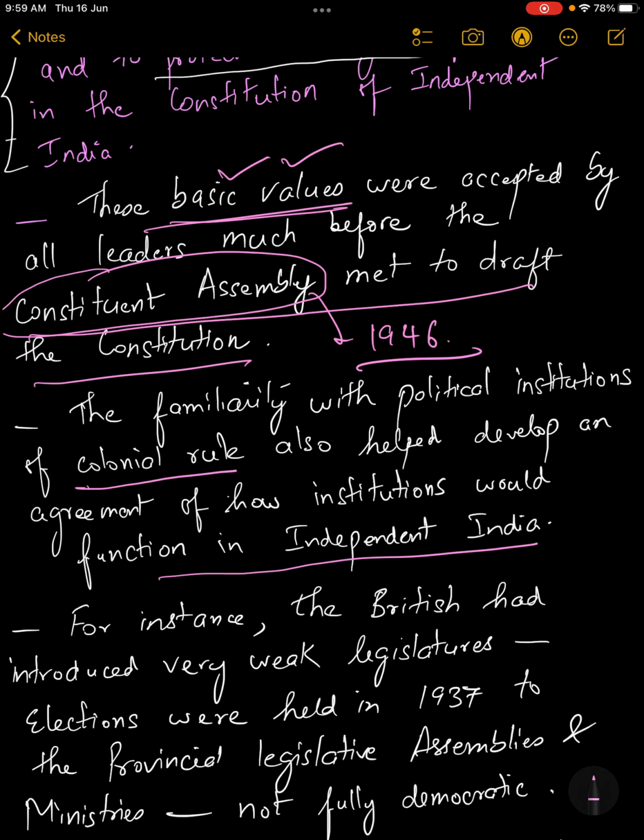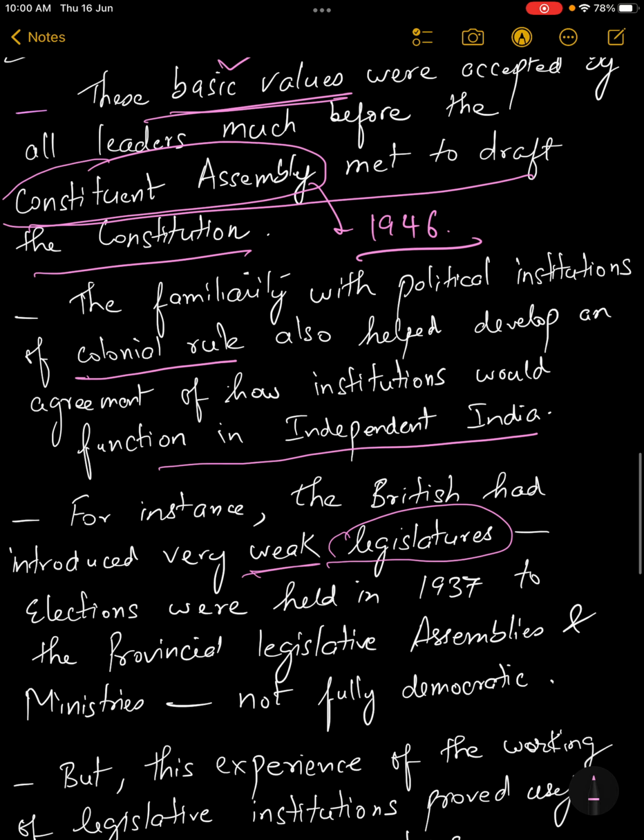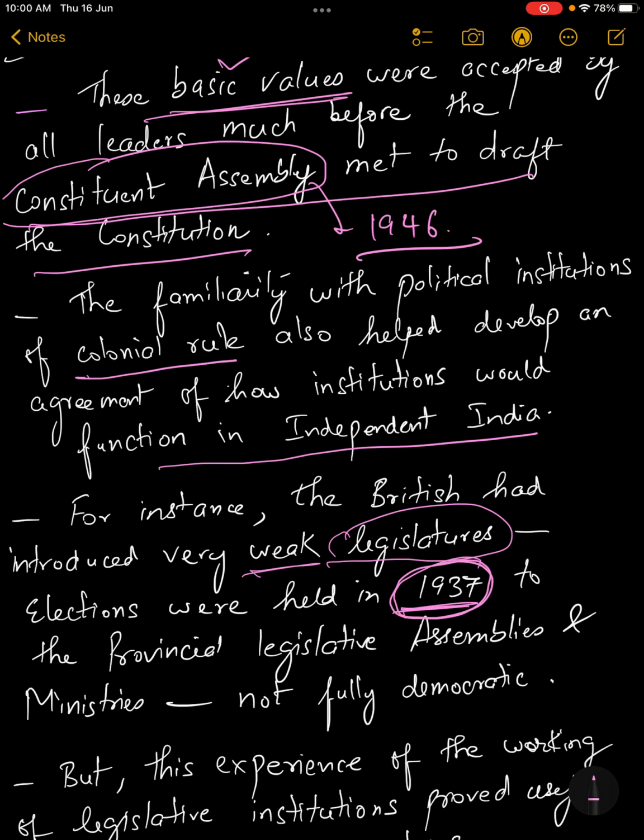It gave us inspiration. Like, for example, a very good example is that the British had introduced legislatures, like the Legislative Assembly, in which laws are made. Parliament, your Central Legislative Assembly and the State Legislative Assembly, right? So they had also introduced these legislatures, but which were very weak. They were not entirely democratic. And for the first time, I believe I have done this with you all, at least with one class of mine, I have done, that elections were held in 1937 for the first time to the provincial legislative assembly, that is the state legislative assembly, and the ministries at the central level, but they were not completely democratic. Am I being clear?